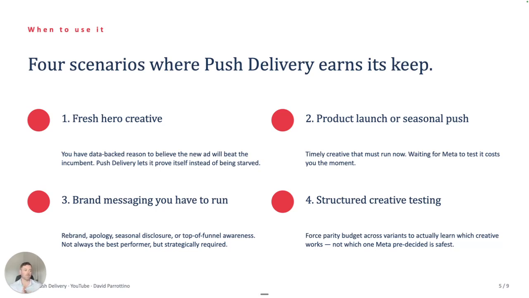Number 3 is any brand messaging that you have to run. So a rebrand, any apology, seasonal disclosure, or top of funnel awareness, right? Not always the best performance, but sometimes you want a certain amount of impressions going towards that, and it's part of a holistic marketing strategy. And then number 4 is structured creative testing. So if you want to force parity budget across variants to actually learn which creative works, again, I personally don't like this.